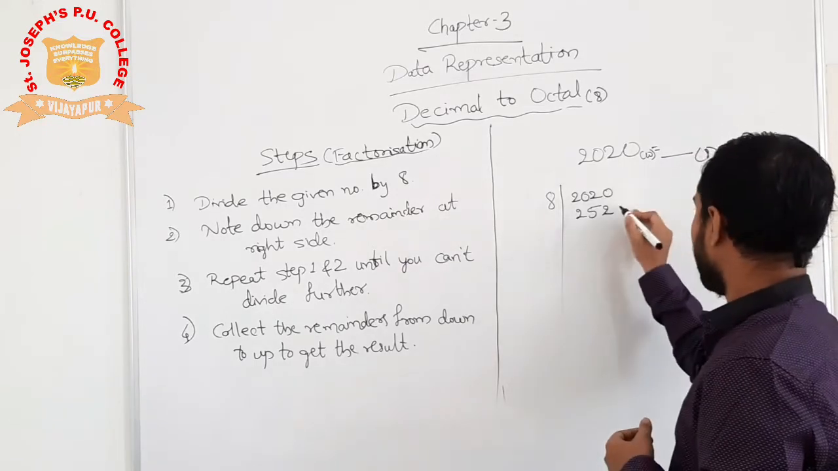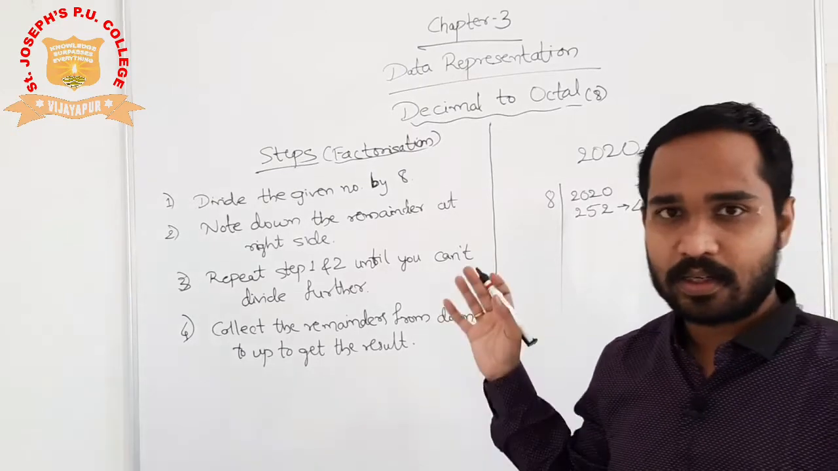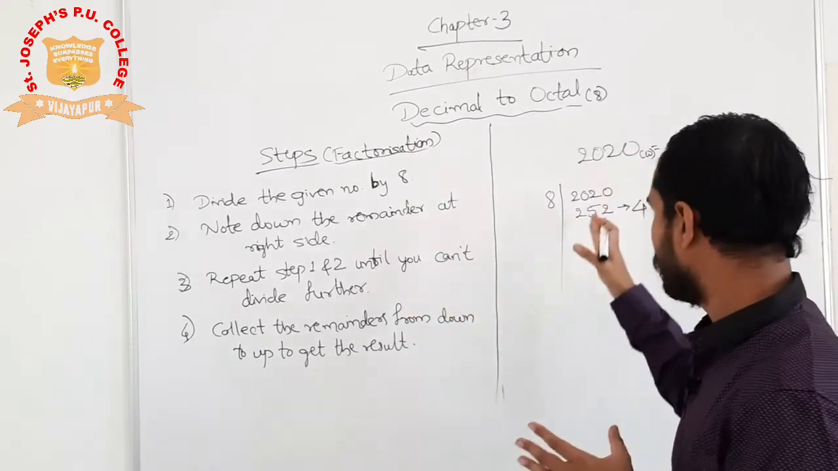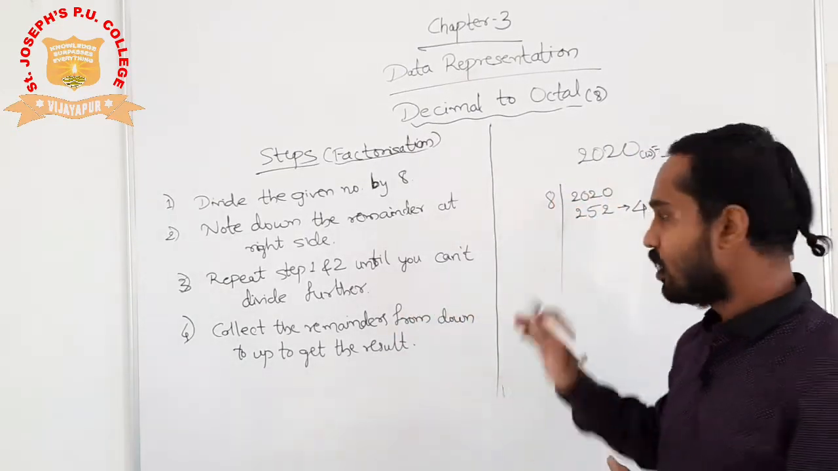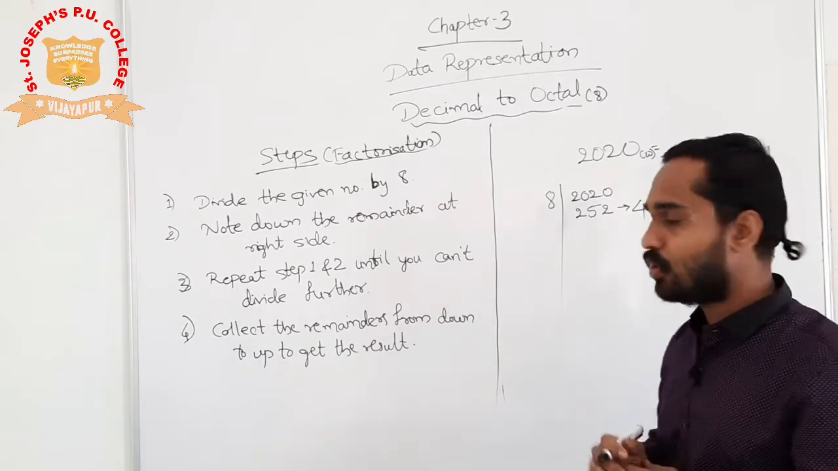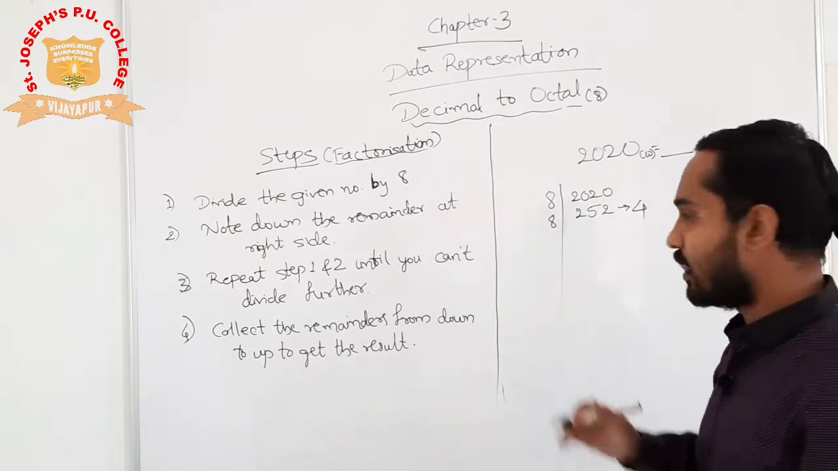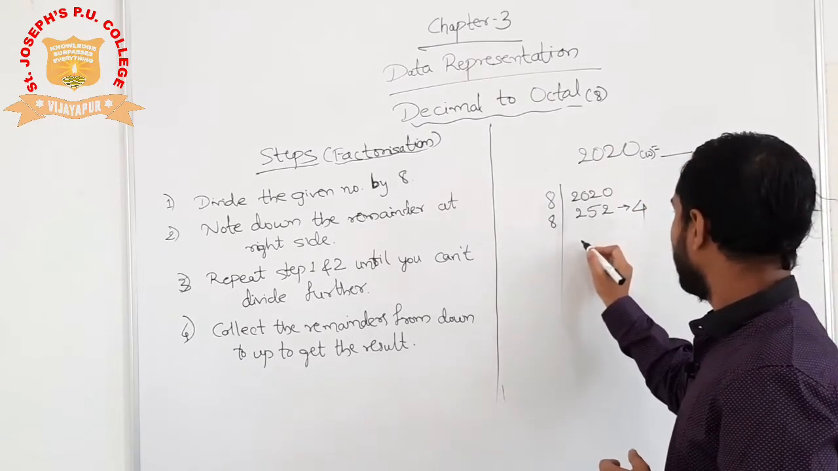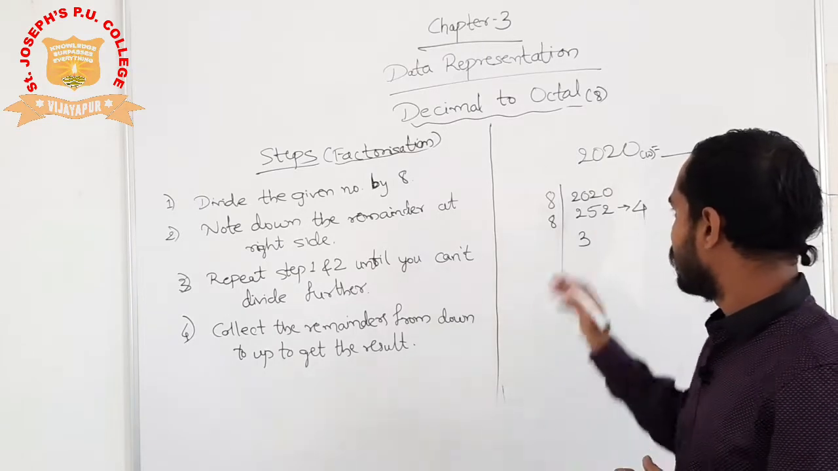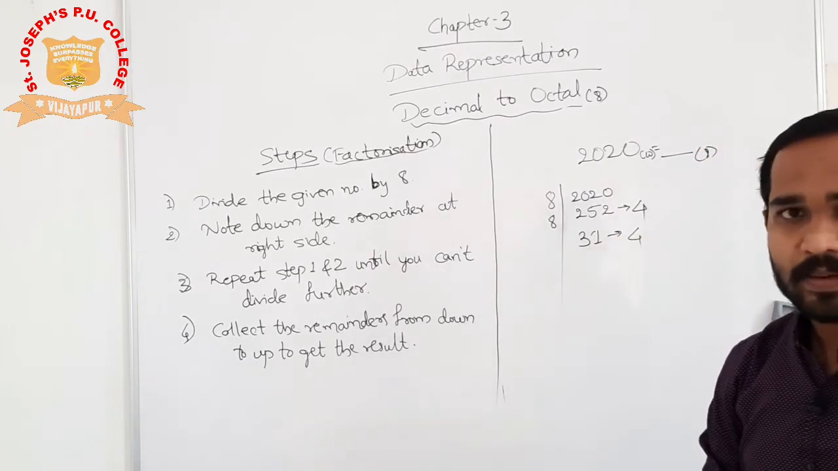Correct? Again 4 is remaining. You can divide it, right? 220 divided by 8 you do. You get 252 as the quotient. Last 4 remainder you get. Okay. So again go on dividing. 252 divided by 8. 8 3s are 24. 12. 8 1s are 8. 4 is remaining. Am I right?